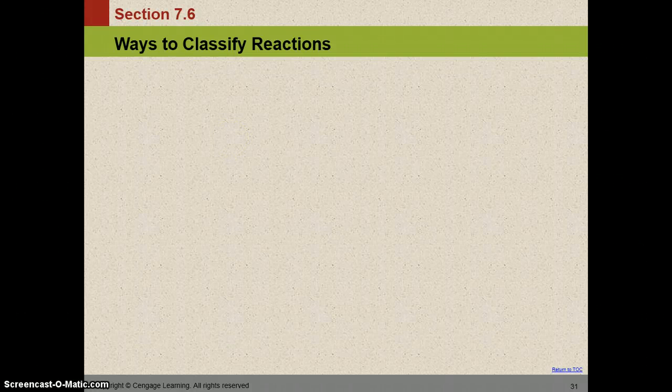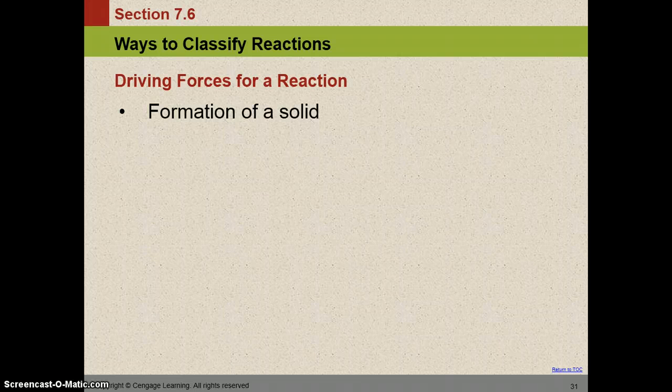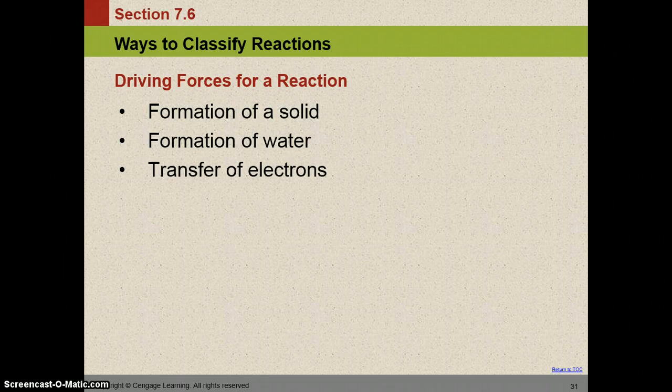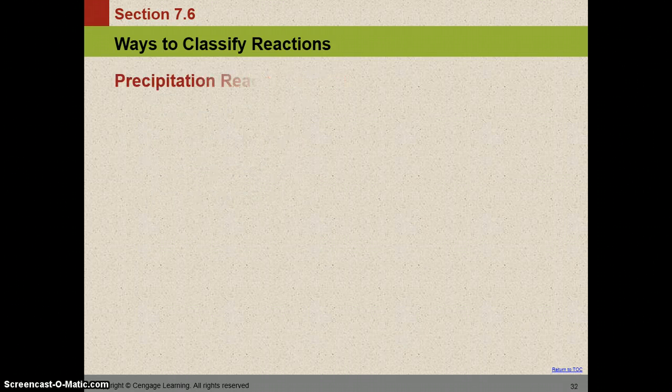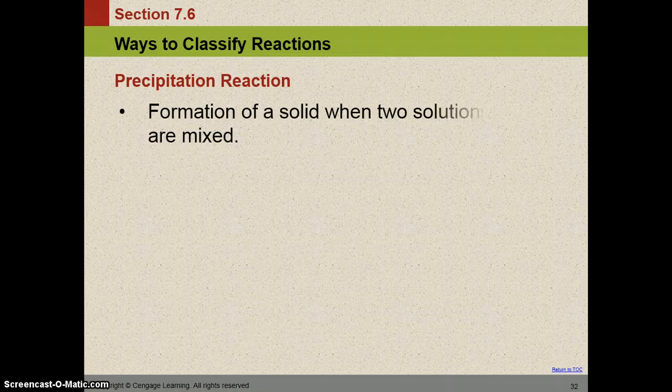We're going to take a look at ways to classify reactions just as a quick review. Remember that there are driving forces that start reactions, and some examples of those are the formation of a solid, which we know is a precipitation reaction, formation of water, which is an acid-base reaction, the transfer of electrons known as oxidation, reduction, or redox reaction, and the formation of a gas, all evidence of reactions and driving forces for a reaction.